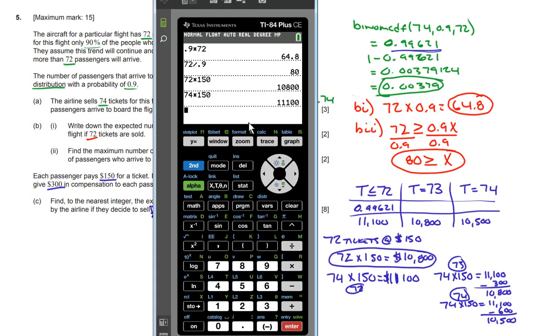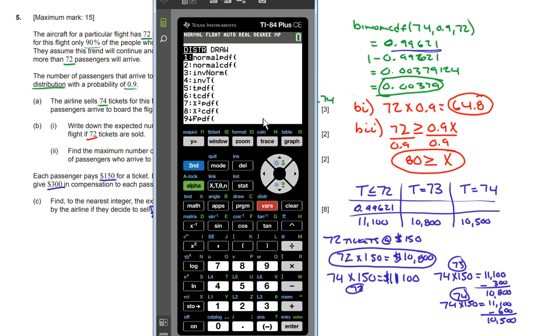So what we're going to want to do is go back into second distribution, and then binomial. And if we want to figure out exactly 73 and exactly 74, we want to do binomial PDF. C is a combination. PDF would just be one of those. I'm going to push enter. Our trials is still going to be 74. Our P value is still going to be 0.9, 90%. And then our X value in this case is going to, instead of 72, it's going to be 73.